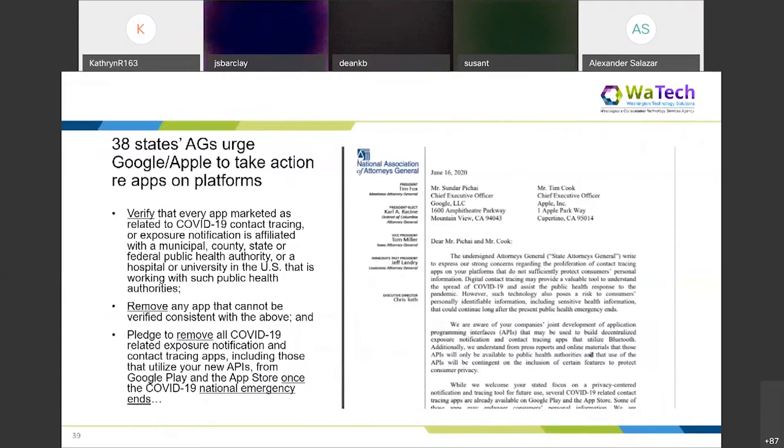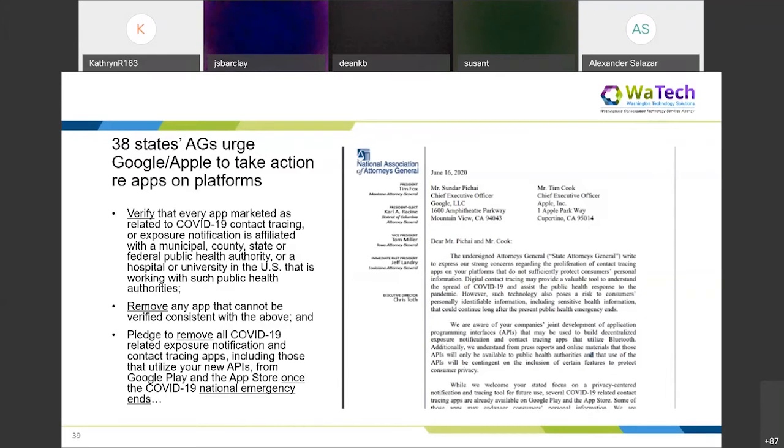And they want them to make sure that they're verifying that any apps on their platforms have an affiliation with a public health authority, hospital, or university, or some sort of reputable academic institution, in terms of the data collection for COVID-19 contact tracing. But really, it's exposure notification that we're talking about.